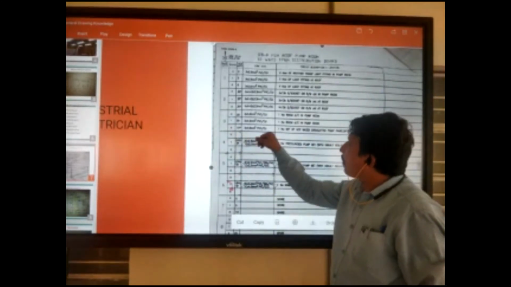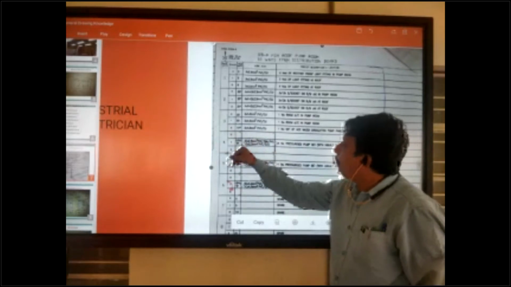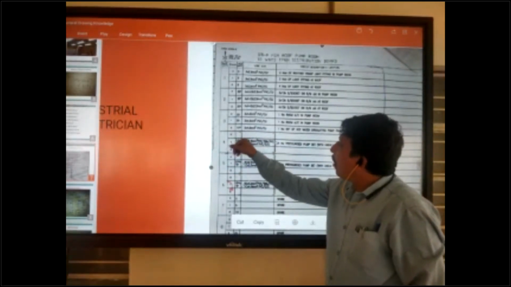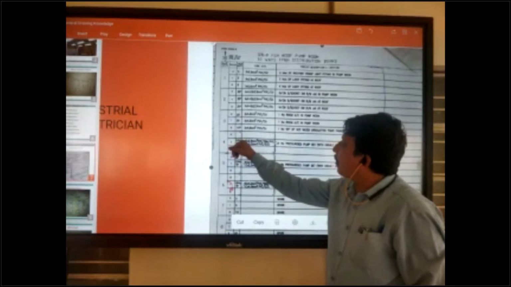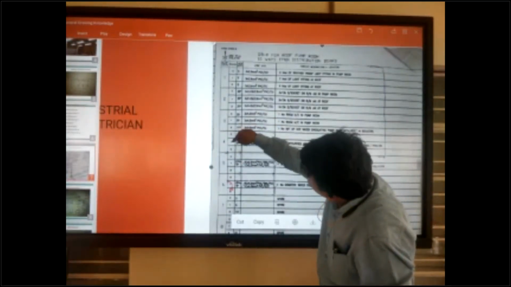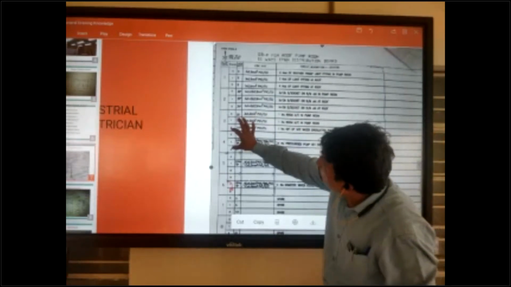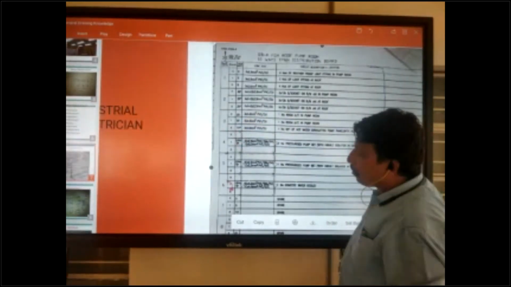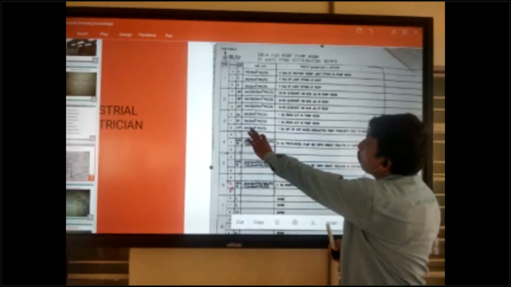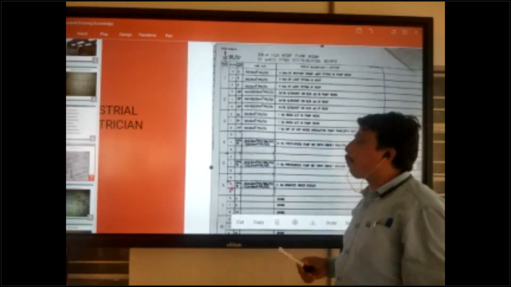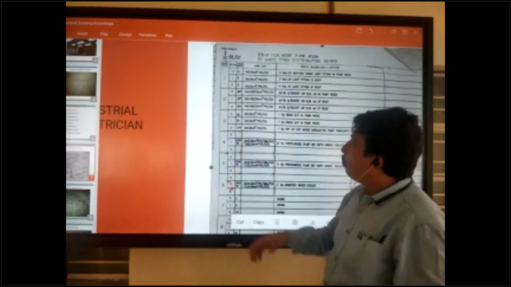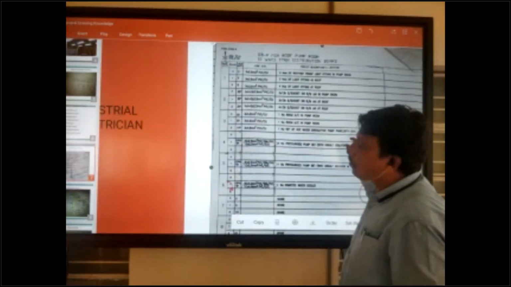R, nothing is written here. B, nothing is written here. Only in Y, 10 ampere TP is written. TP means triple pole. This means red phase, yellow phase, and blue phase. Your load side is 3-phase equipment. If it is written like that, your load side has 3-phase equipment.